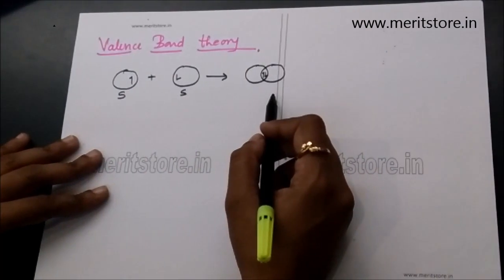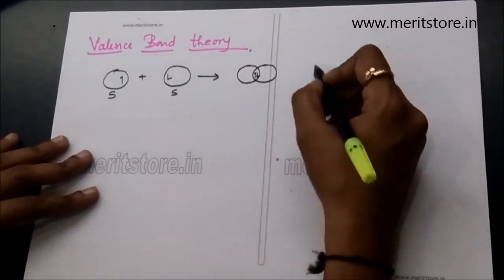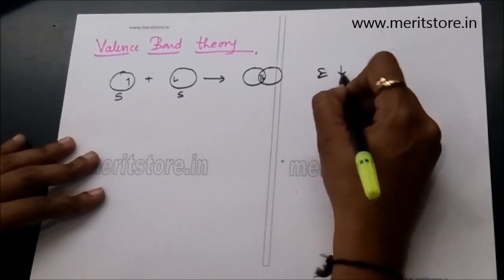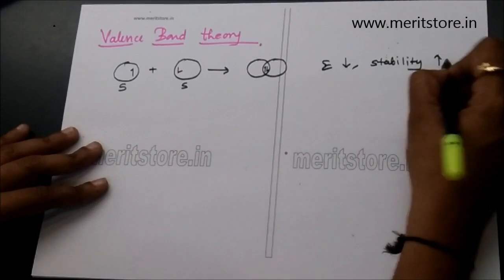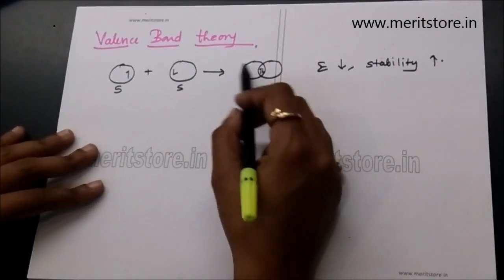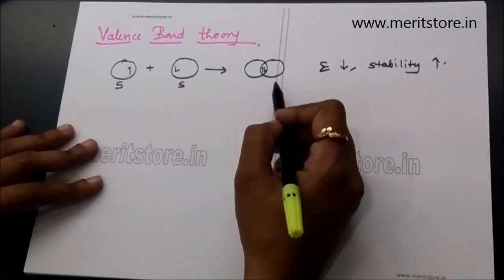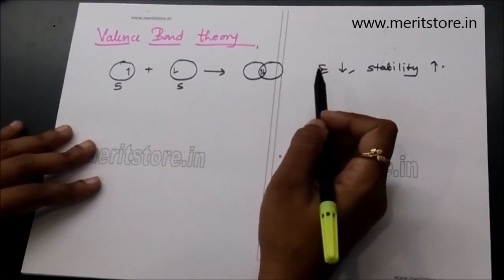During the course of this overlapping, the potential energy of the system will decrease. As the energy of the system is decreasing, the stability of the molecule will be increasing. So overall, with maximum overlap, that is the maximum overlapping between the atomic orbitals, the more is the stability of the molecule, or the more stable bond is formed.